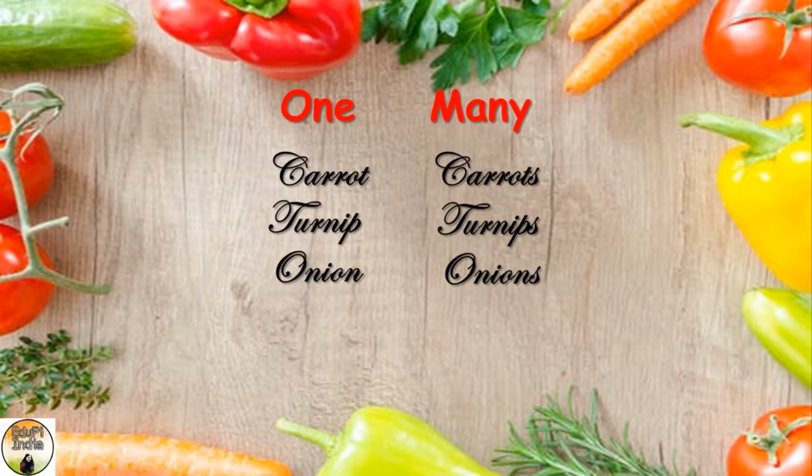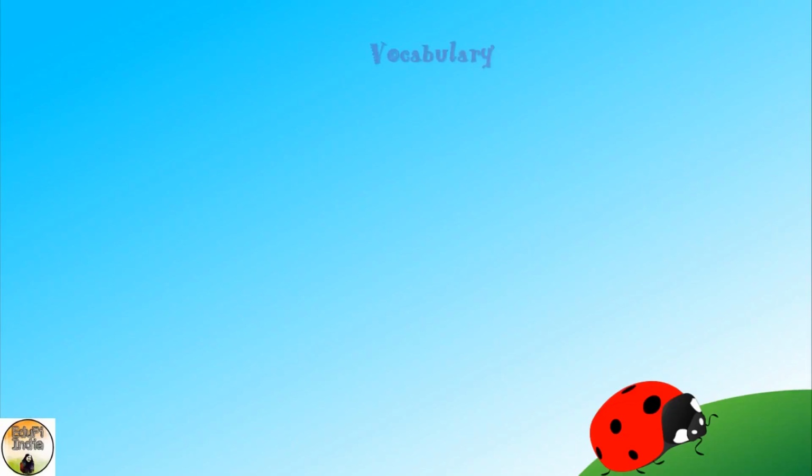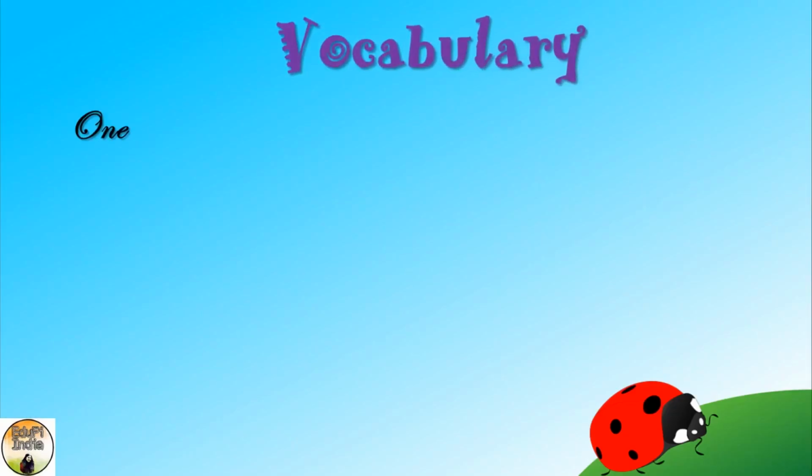However, in some cases, if singular noun ends with O, then we have to add es to the end to make it plural. Let's see how. Potato will become potatoes. And tomato's plural is tomatoes. Now let's move on to the vocabulary exercise.